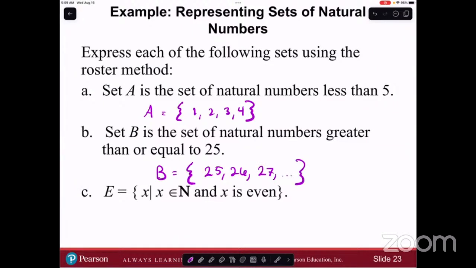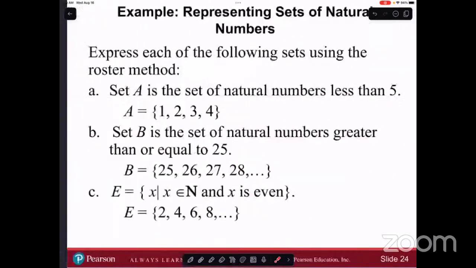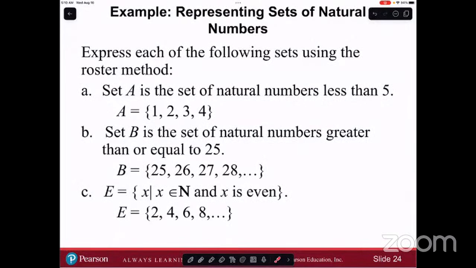E is the set of all elements x such that x is a natural number and x is even. Okay, so the even natural numbers. So it's going to be like 2, 4, 6, 8, and continue the pattern. Okay, I feel like that's not too bad. 1, 2, 3, 4; 25 on up; and the even natural numbers.